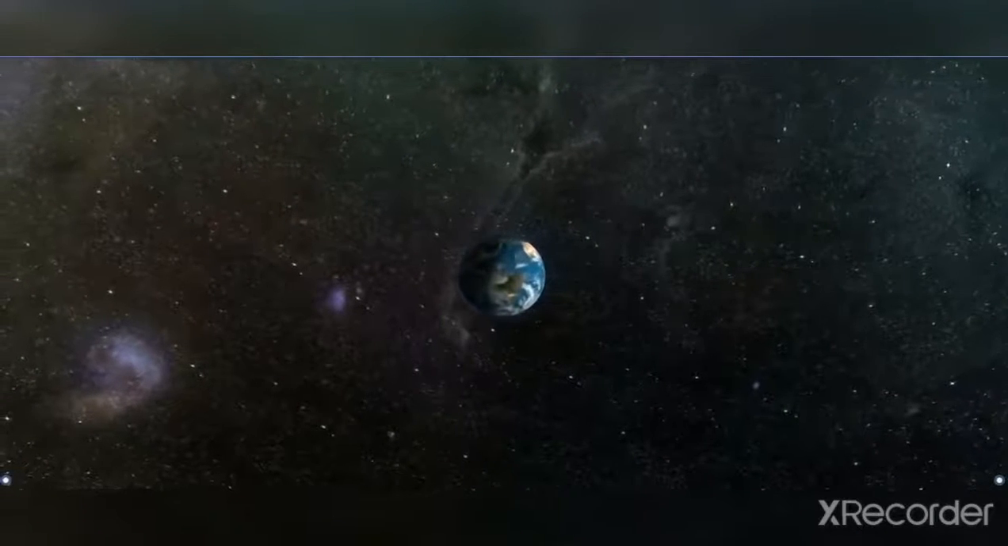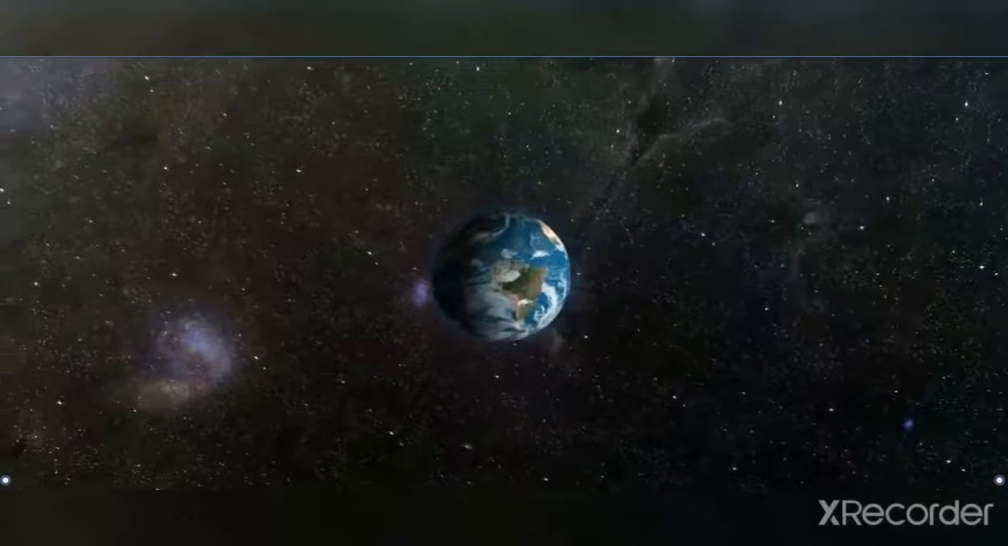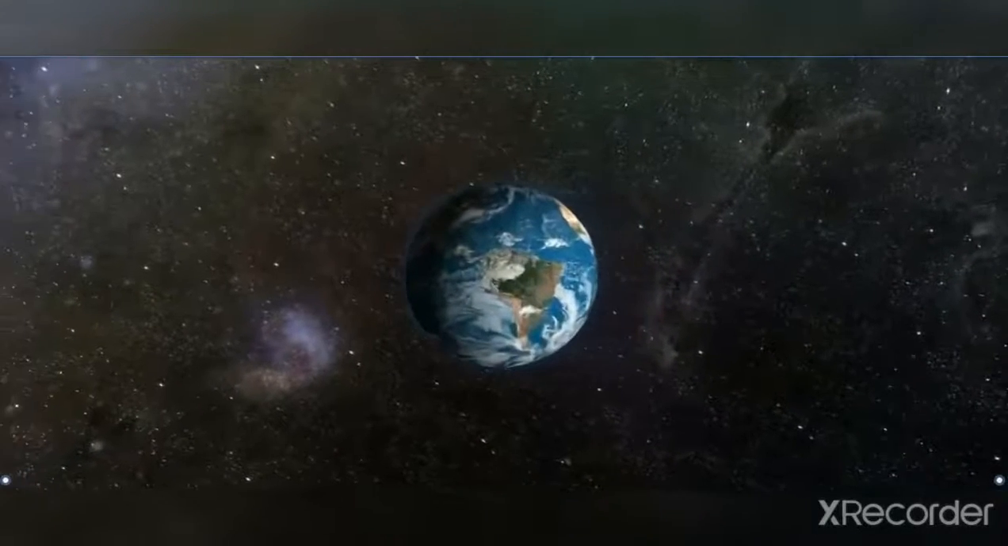The tidal phenomenon also affects the Earth. The Earth's rotation period is decreasing, meaning the length of the Earth's day is slowly increasing.